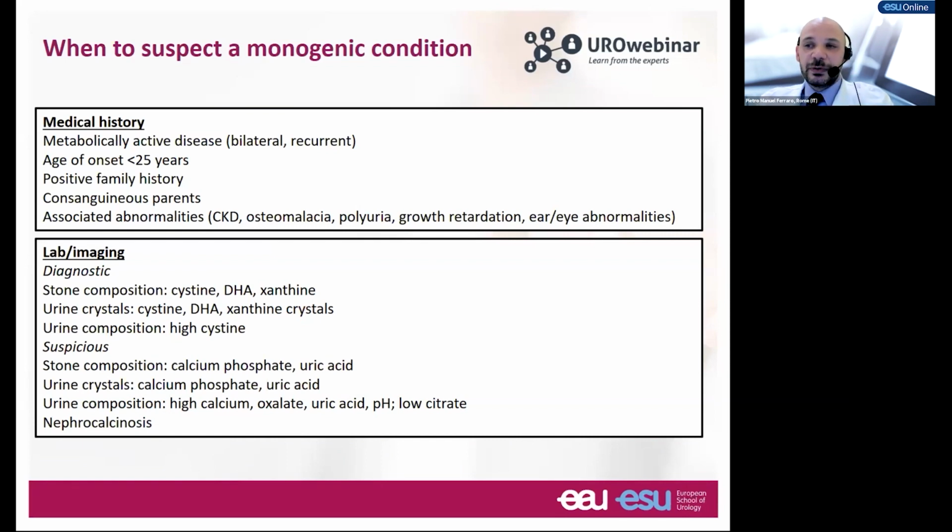In terms of lab and imaging, some of these elements can provide a diagnosis without the need for genetics, in particular cysteine, dihydroxyadenine, or xanthine in either the stone or as crystals in the urine, and high cysteine in 24-hour urine collection. Other conditions such as non-calcium oxalate in the stone, calcium phosphate or uric acid as crystals in the urine, high calcium, oxalate, uric acid or pH, or low citrate in 24-hour urine, or the presence of nephrocalcinosis may make a suspected diagnosis, although I might stress that there are no systematic studies looking at the performance of a combination of these elements.